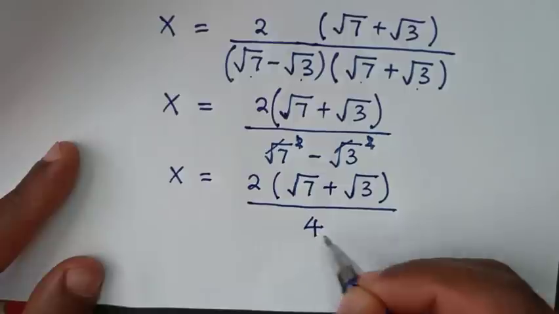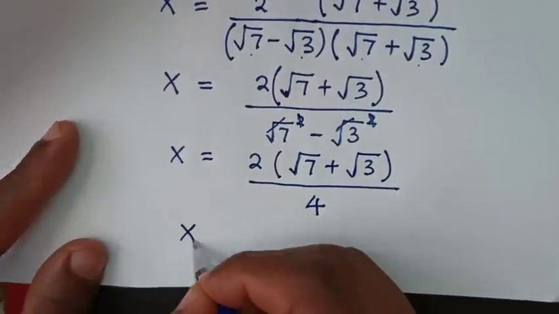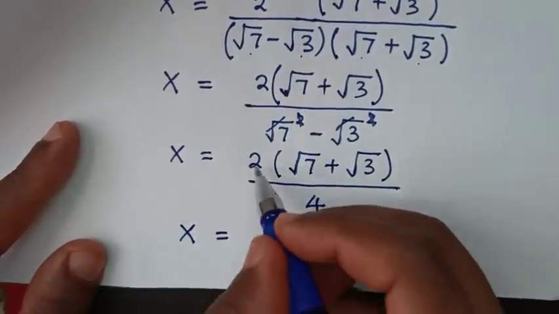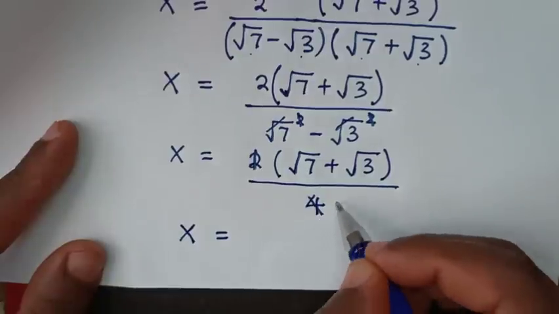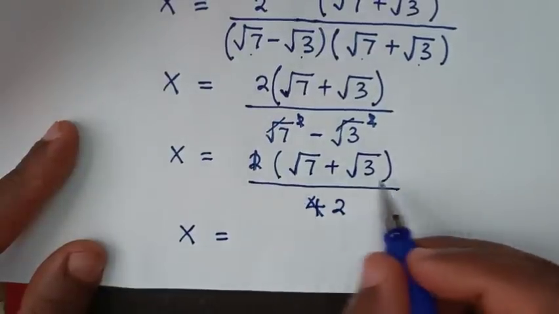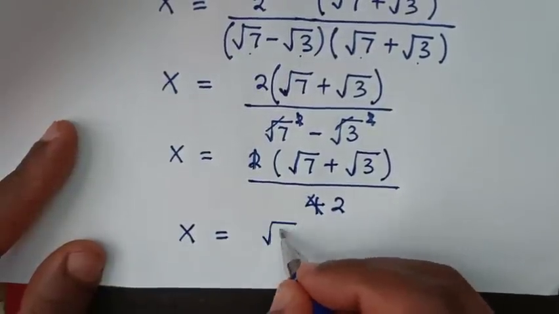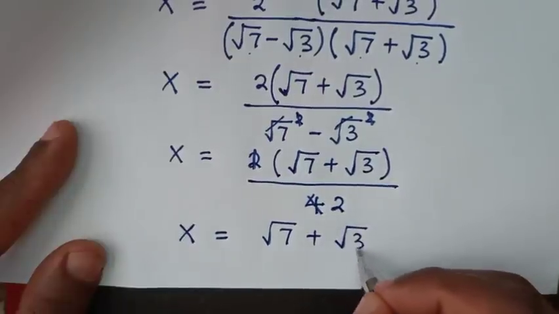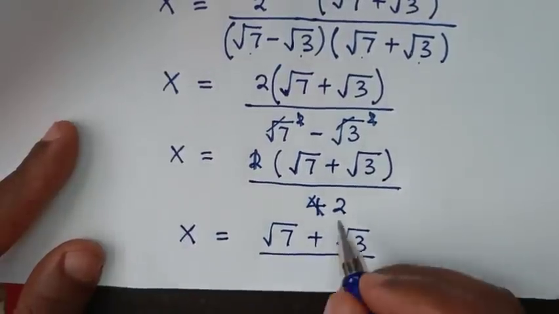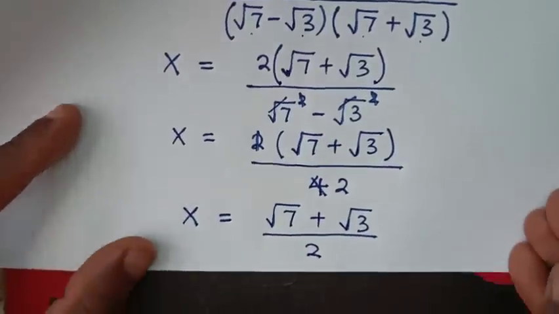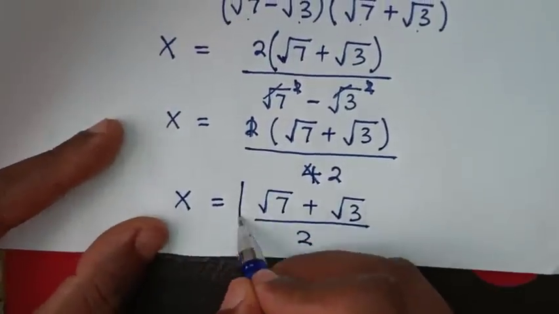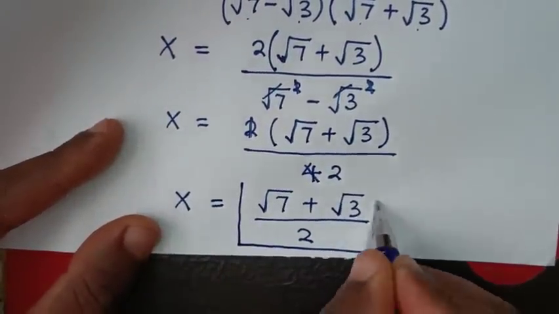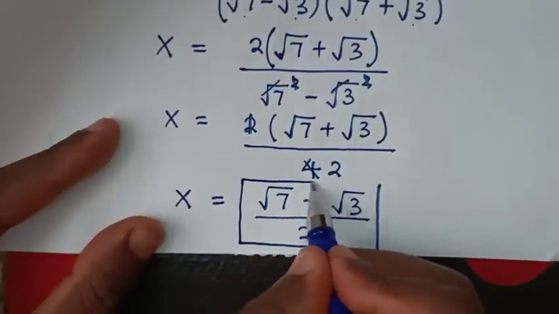it is 4. Then it will be x is equal to, simplify, this 2 will cancel here, it will be 2, so it will be square root of 7 plus square root of 3 over this 2. Therefore, this is the simple form of our problem. So this is our final answer.